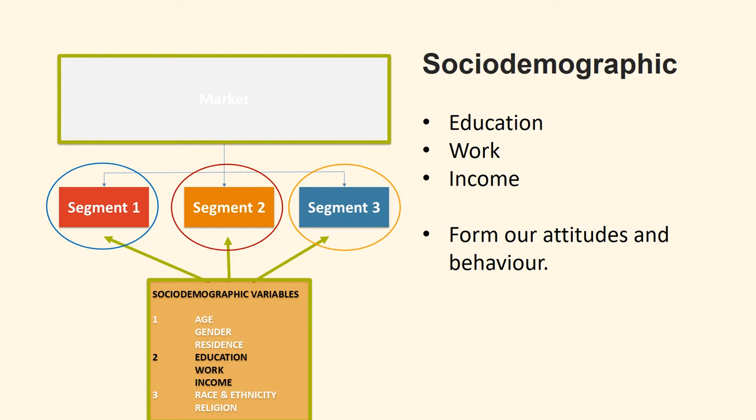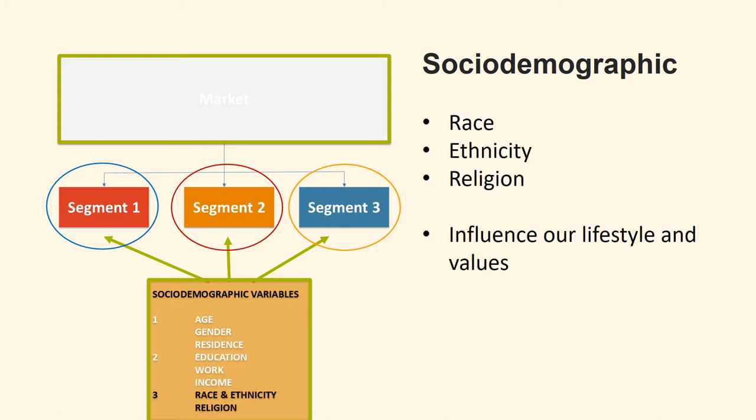Education, work, and income are important variables informing individual attitudes and behaviour in everyday life. Especially education in our youth influences our future attitudes and behaviour. Race, ethnicity, and religion have influence on our lifestyle, our attitudes and values. But it is important to remember that there can be differences in how individuals within a certain religion think and act.